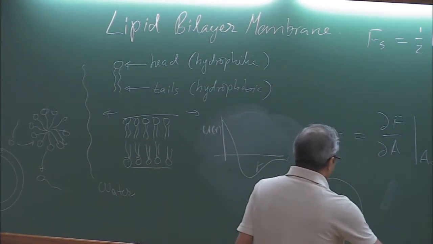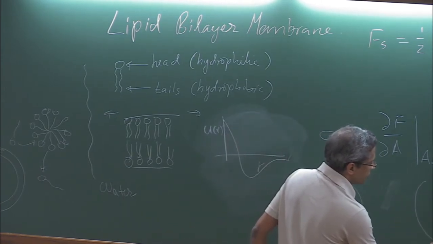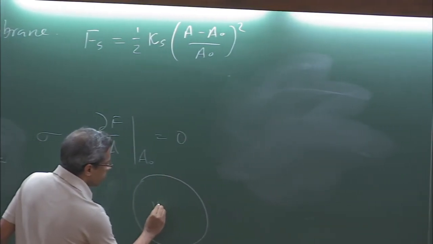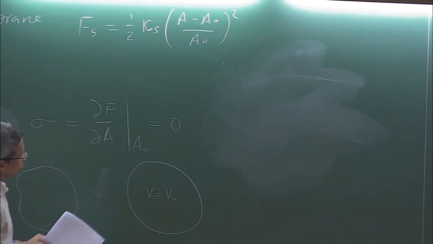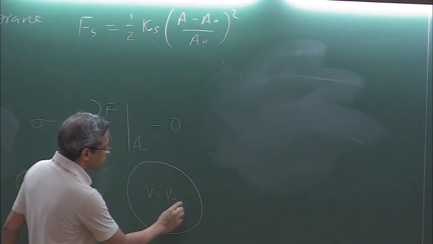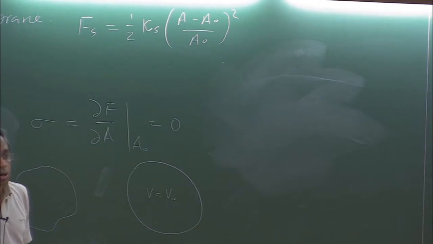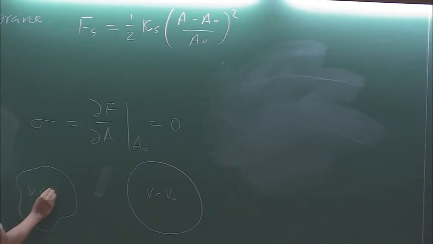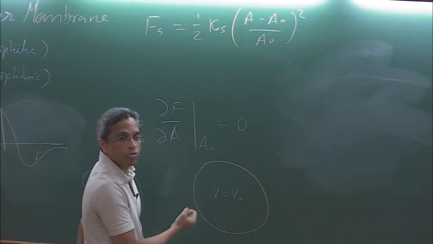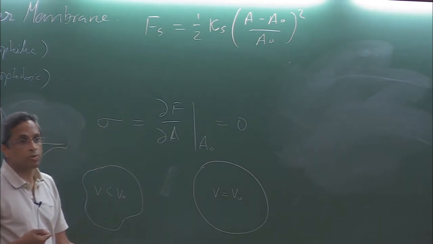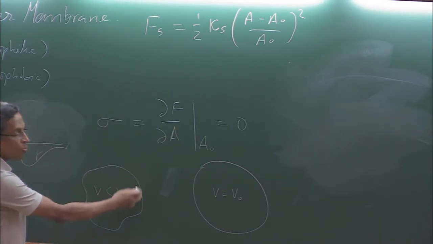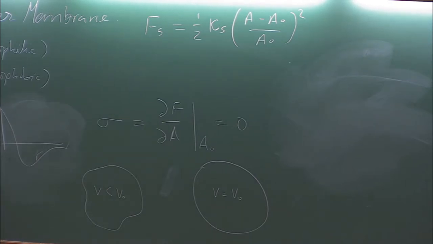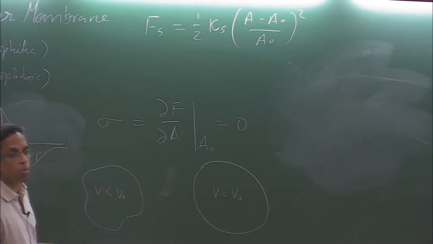So I can consider many different cases. For example, let's say I have a vesicle whose volume is V0, where the membrane is not stretched at all. So the radius is that of a sphere where the membrane is not stretched at all. Now, if I reduce this volume, so I take V less than V0, that is, I take some volume out of the vesicle, like put a syringe and suck some water out, then what I get is a floppy vesicle, and not a smaller tense vesicle, which is what would happen if I had a soap bubble.